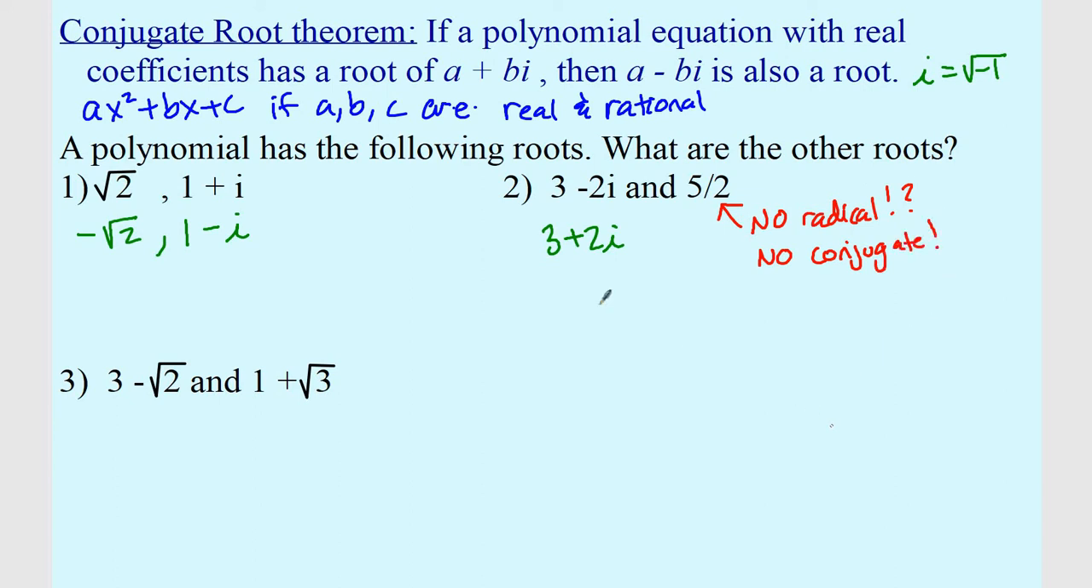Okay? No radical, no conjugate. All right, number 3. 3 minus the square root of 2 would have to have 3 plus the square root of 2. 1 plus the square root of 3 is going to have 1 minus the square root of 3. So if you have a radical, then you are going to have its conjugate. That's what the conjugate root theorem states.